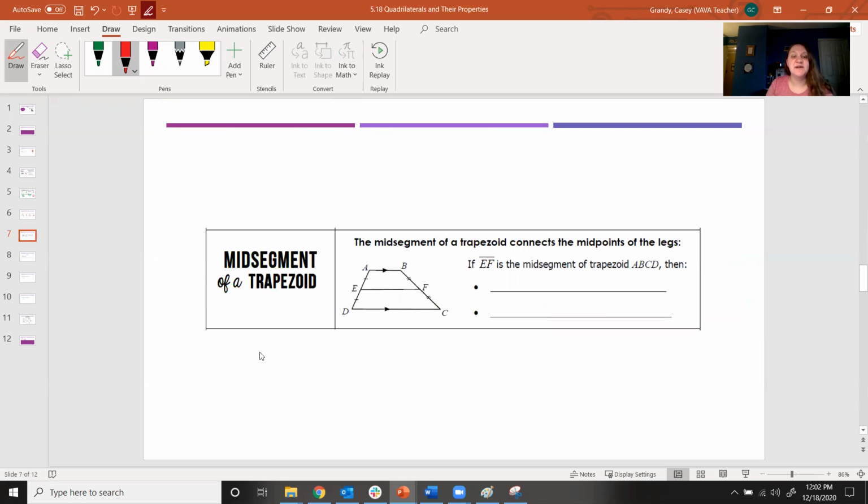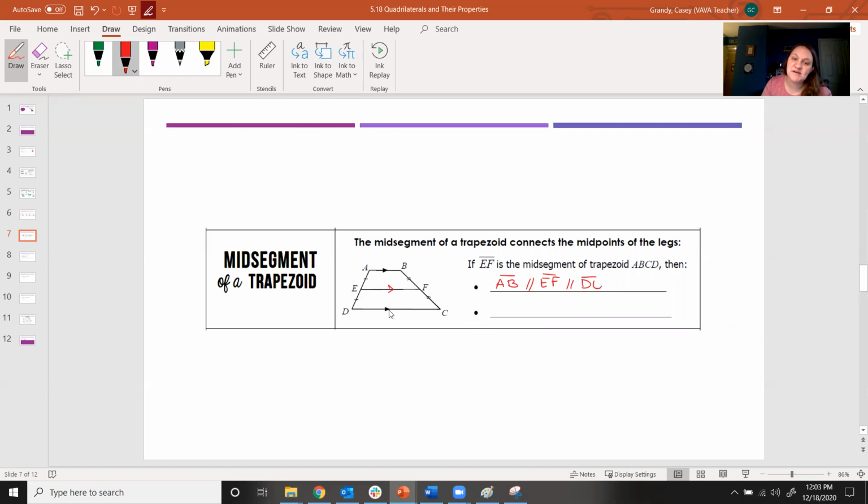With our trapezoids, we also have a midsegment in a trapezoid. The midsegment in a trapezoid connects the midpoints of the two sides, or the legs. So E is the midpoint of AD, and F is the midpoint of BC. When that happens, what we've done is we've created a third line that is parallel to the bases. So because EF is a midsegment, I can say that AB is parallel to EF, and EF is parallel to DC.